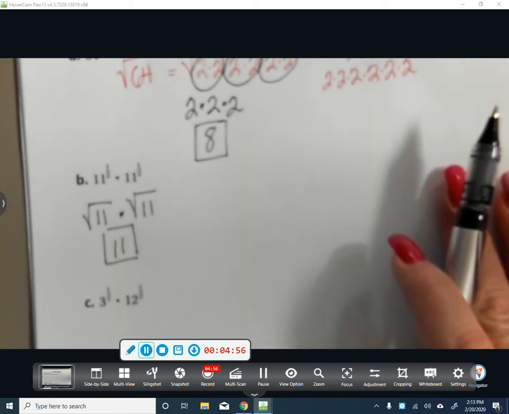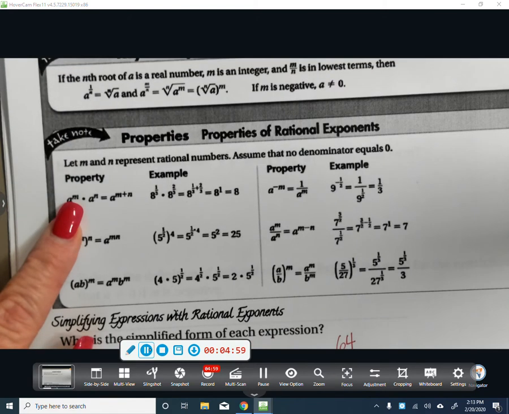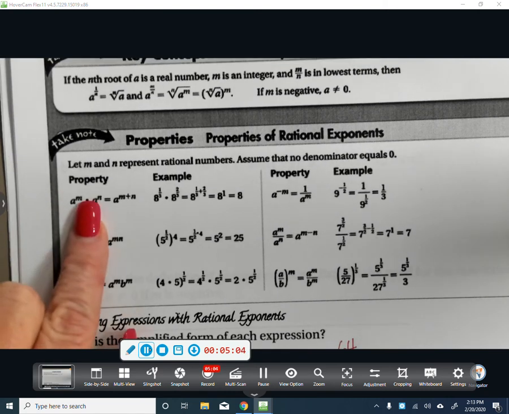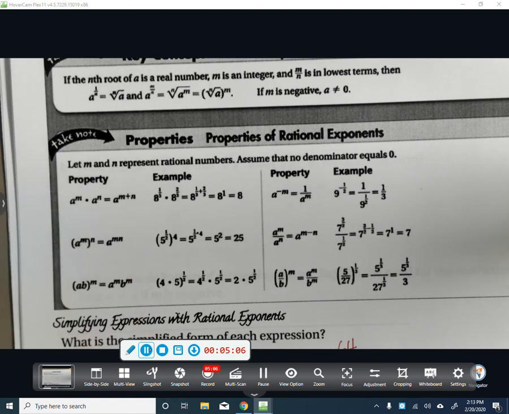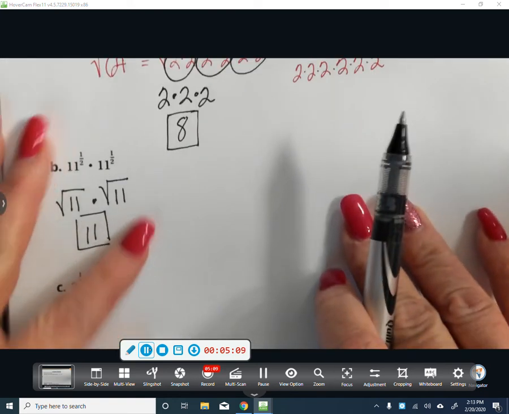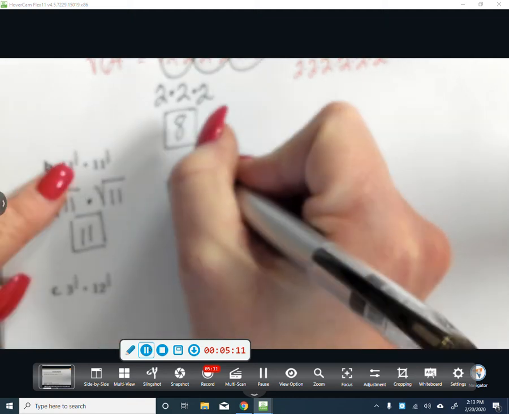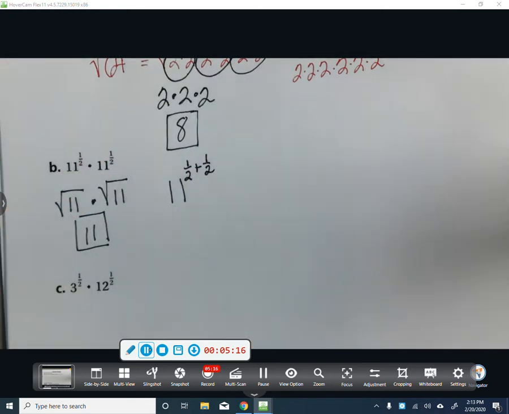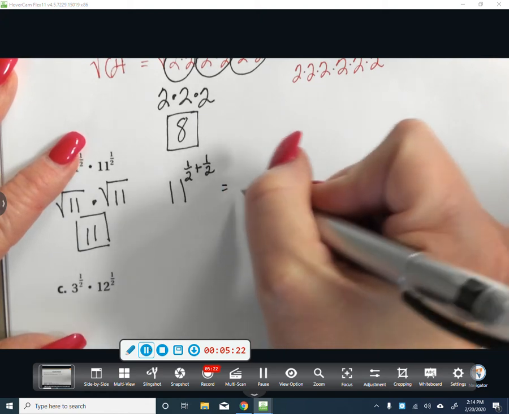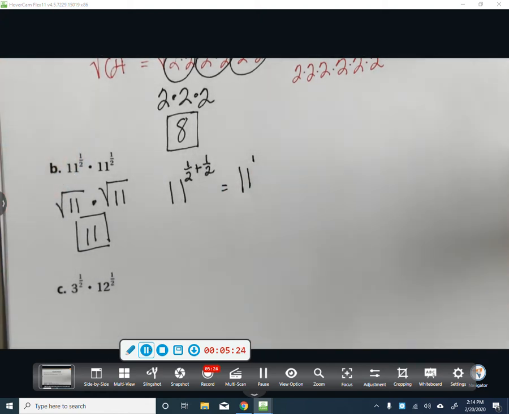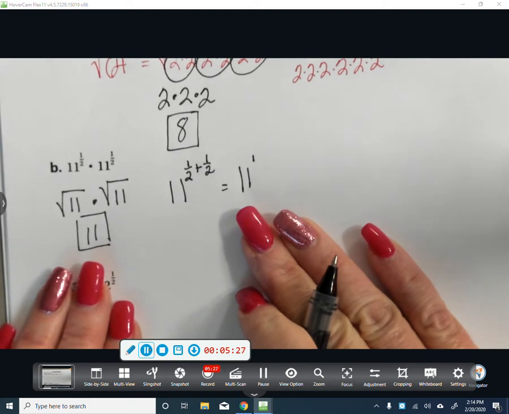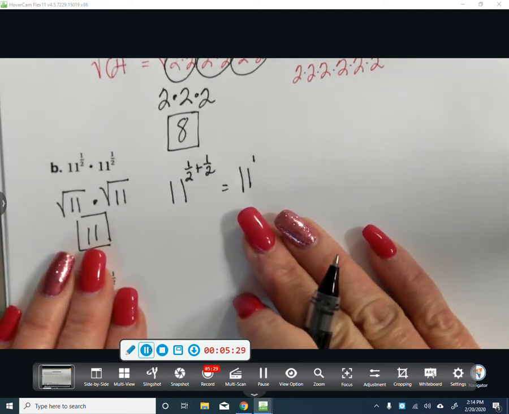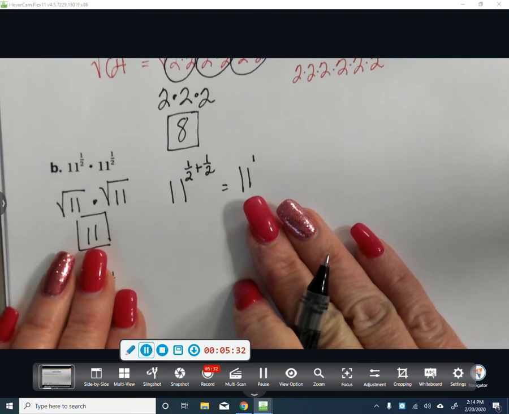Now, based on my exponent rules, right up here, if I have something that's the same base, so my 11s are the same, what do I do with the exponents? I add them. That's all I'm going to do. So I'm going to take my 11, and I'm going to take the exponent of 1/2 and add it to the other exponent of 1/2. So 1/2 plus 1/2 is 1 whole. So this is actually 11 to the first power, which is 11. So either way, you can go either way. You can either handle it with radicals or handle it with exponents.